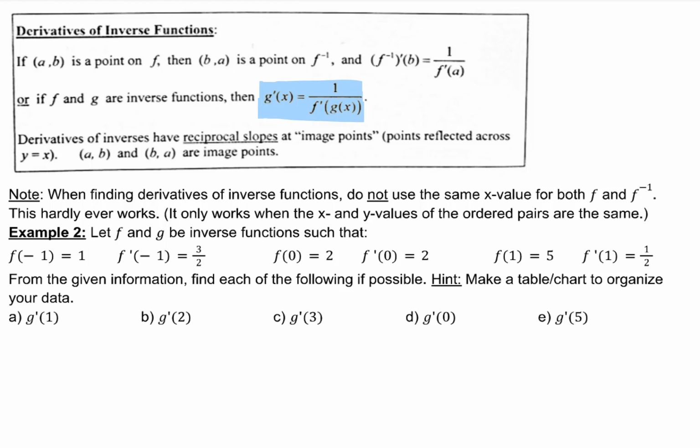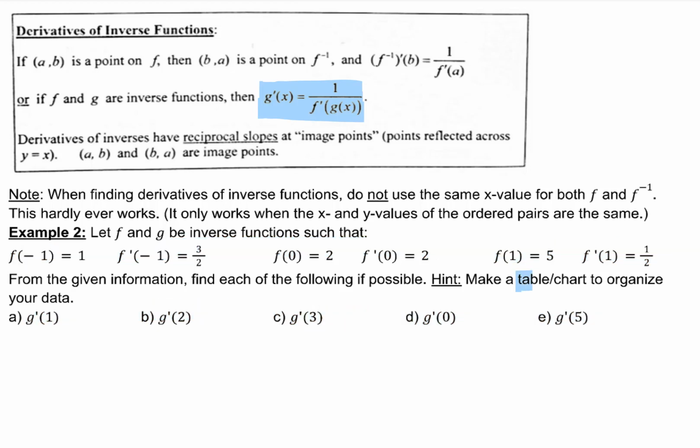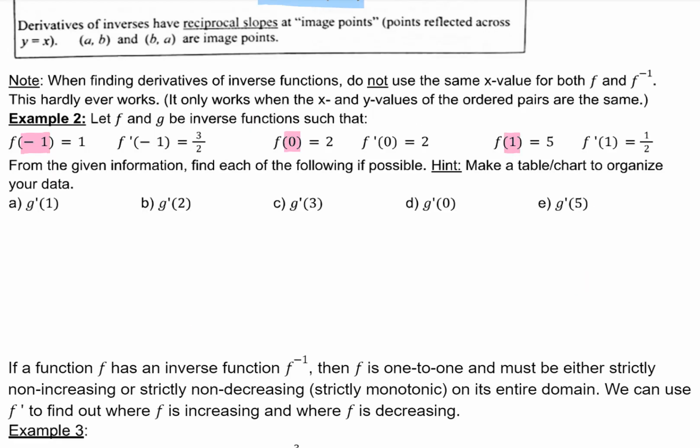Let f and g be inverse functions such that all of this. From that given information, we're going to find this. Creating a table or a chart to organize the data is very helpful for these. So they've given us lots of information about f, and they're asking us for information about f's inverse, which is g.